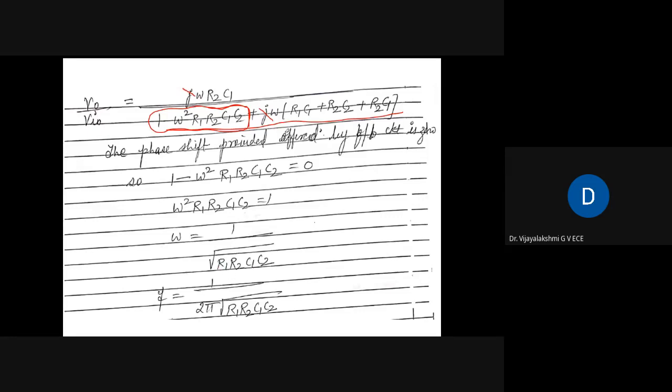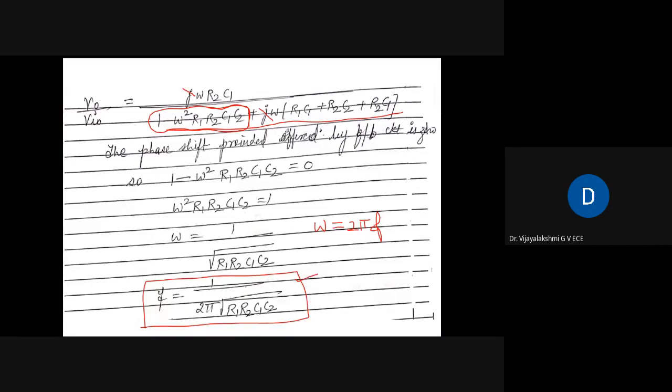What is omega? Omega is equal to 2 pi f. Yes, now you are getting the equation for oscillation. So I substitute omega is equal to 2 pi f. Now f is equal to 1 over 2 pi root of R1 R2 C1 C2. Now this is your frequency of oscillation. I think even this is important for your exam. They might ask you to derive the frequency of oscillation. Yes, we have got this.